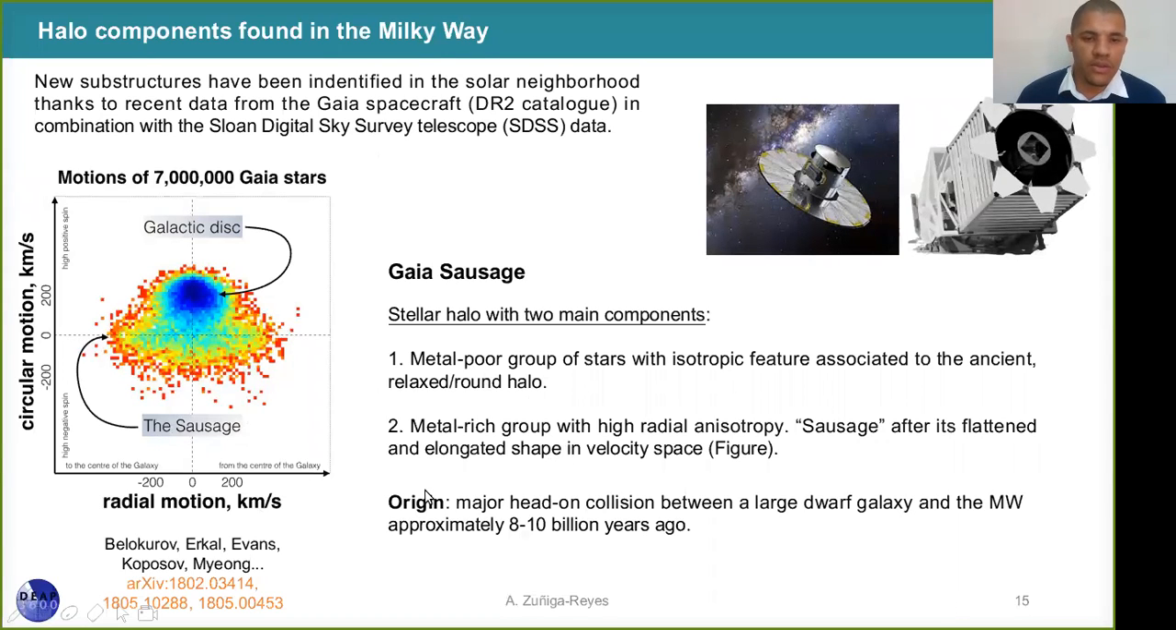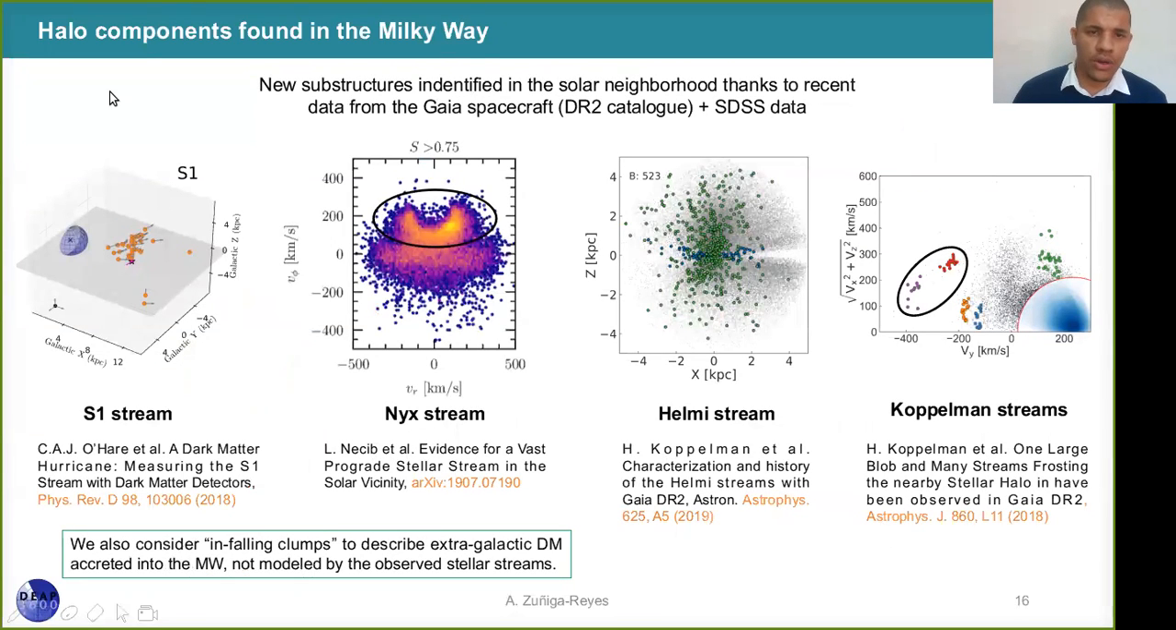And it's believed that this structure was the result of the collision between the dwarf galaxy and the Milky Way. We also consider other substructures like the S1 stream, which is a group of stars that are moving in the opposite direction to the solar system at very high speeds. This is also known as the dark matter hurricane. We have this very recently discovered stream named NIX, which is this one that I enclose here.